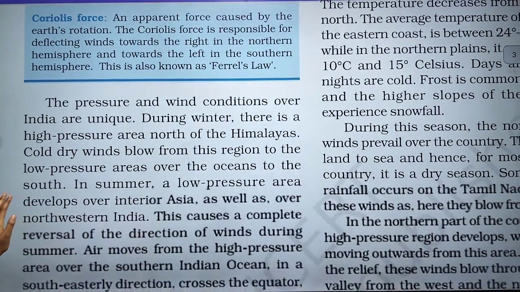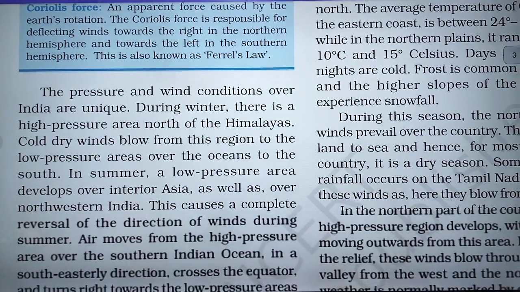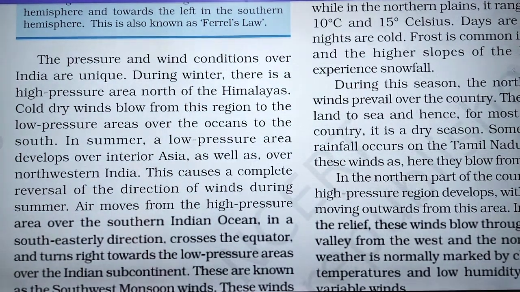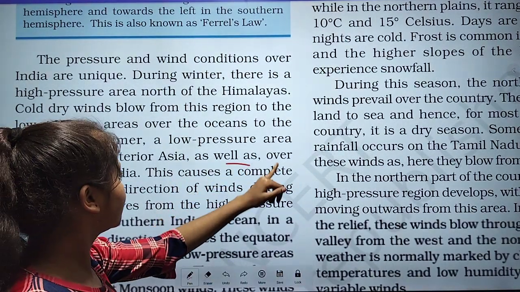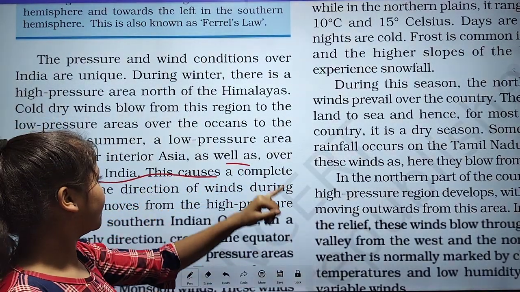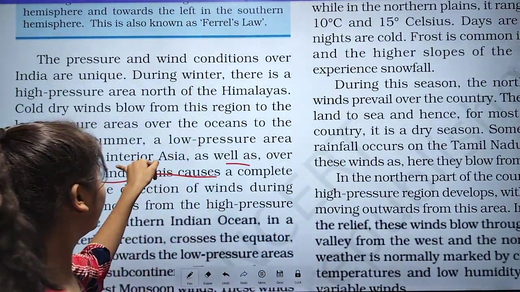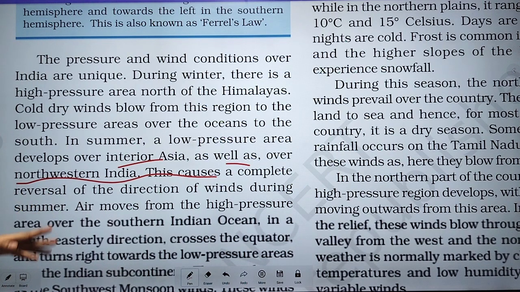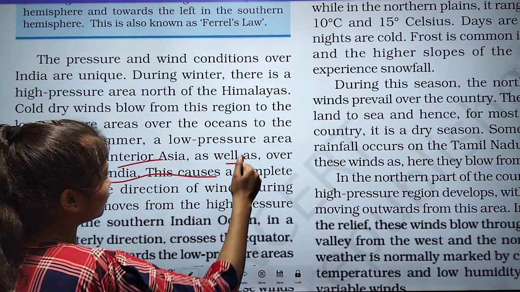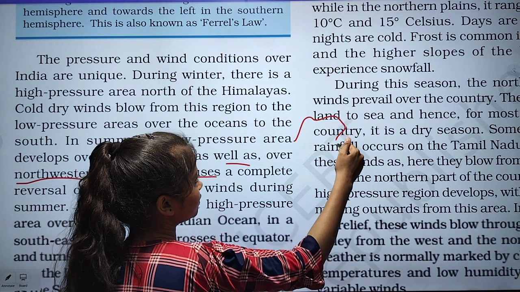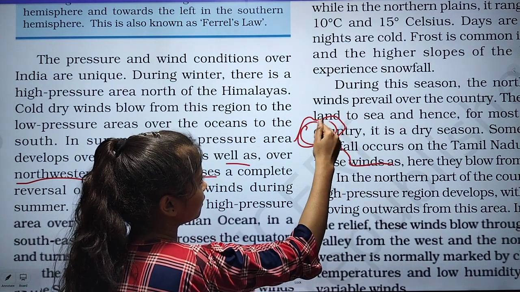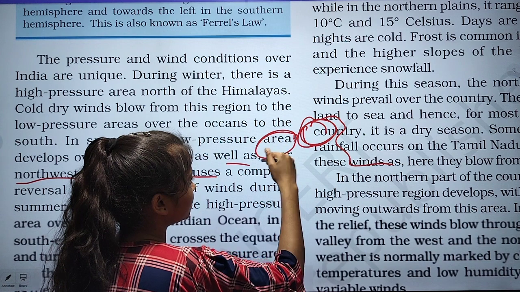Now, in summer, a low pressure area develops over interior Asia as well as over northwestern India. It means in the summer, a low pressure area develops over what? Interior Asia as well as over northwestern India. India, this one is the north part, so northwestern is this part. Okay.